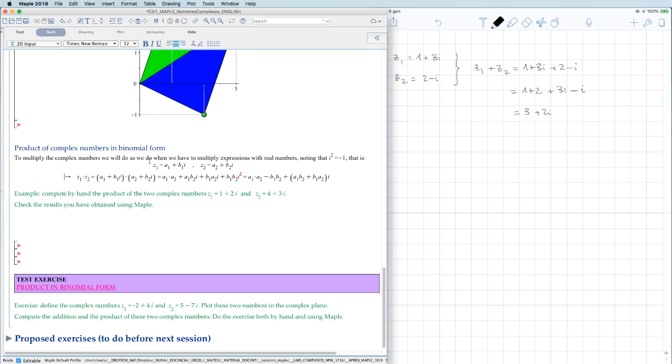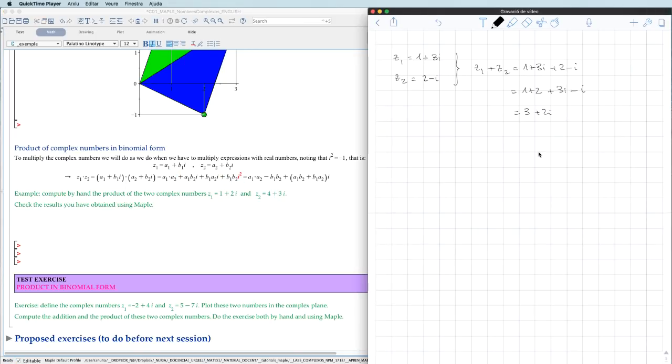So now, instead of adding, we have to make the product. We are going to operate as we do when we multiply expressions. So z1 times z2, we put z1, z2, and now we do the product. So a1 times a2, a1 times b2i, b1i times a2, and finally b1i times b2i, which is b1 b2 i squared. From here it's the same as when we multiply. The only important thing is that i squared, since i is the imaginary unit, is minus 1. So we put a minus in front of here. Then we have these 2 terms where we can take out the i, and we have a1 a2 minus b1 b2.